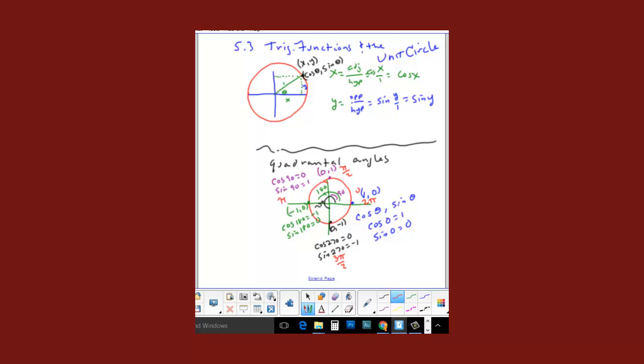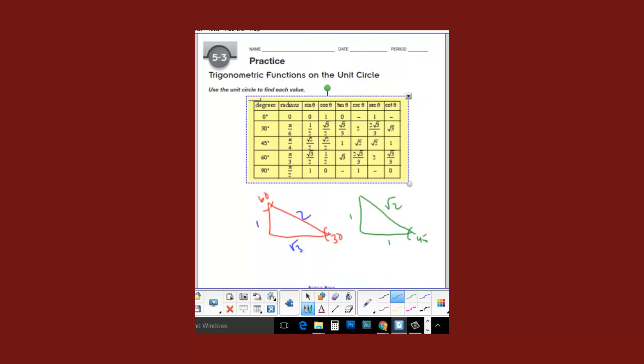In terms of radian measures, 0 and 360, 360 is the same as 2 pi, 90 is pi over 2, 180 is pi, and 270 is 3 pi over 2.